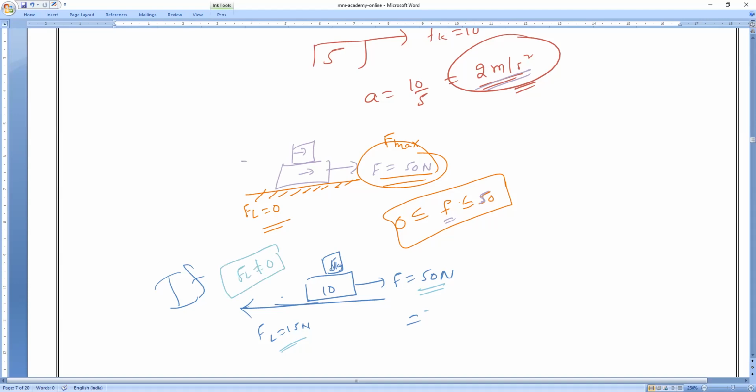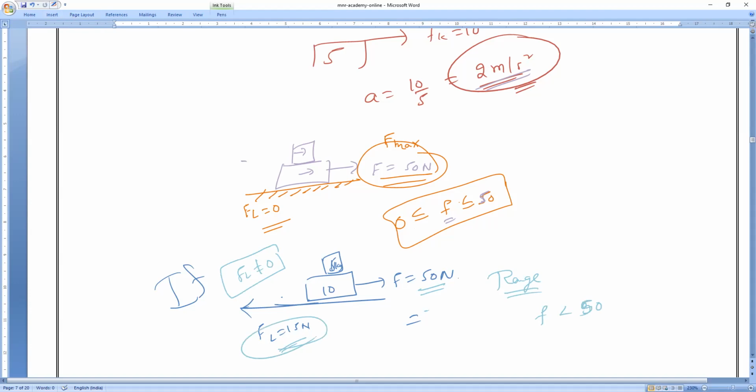So what will happen? Limiting friction. So what is the range? Anybody can tell me what is the range for the object? Range is F equals what? 0 to how much more? Range will vary from 50, but is it from 0 or 50 now? That is my question. Already limiting friction is there.